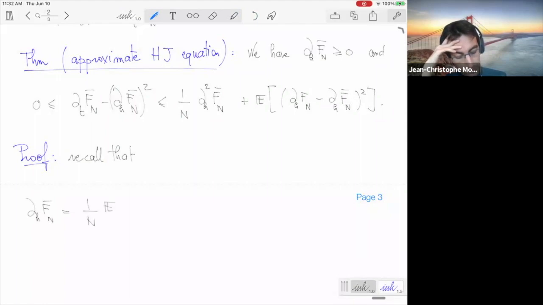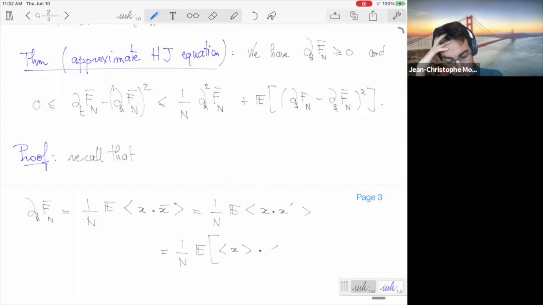So this guy we said is the expectation of x dot x bar. And I'm going to use Nishimori again to make it look more symmetric. So I can also write it like this, x dot x prime. And this we have seen is a square. Let me remind you of this. This I can rewrite like this.